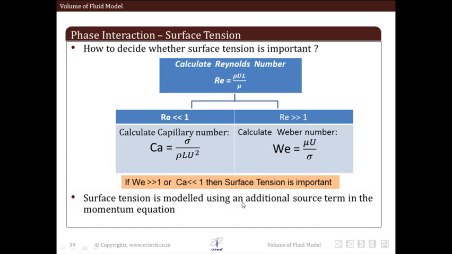Surface tension is modeled as an additional source term in the momentum equation. So whenever we give the surface tension coefficient, from that an additional source term is calculated and this is considered in the momentum equations in the CFD model.